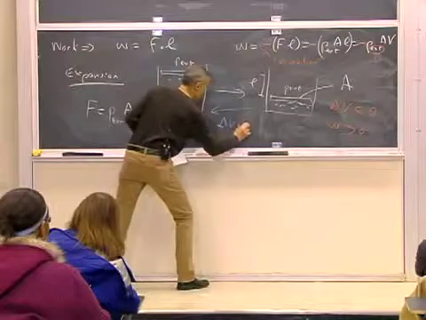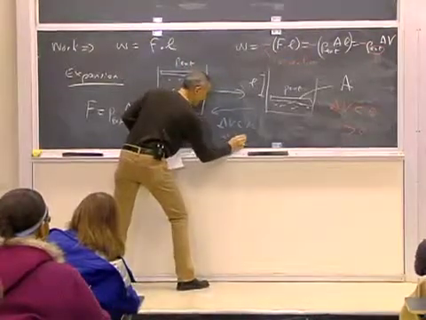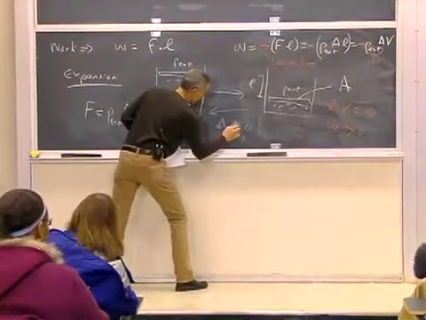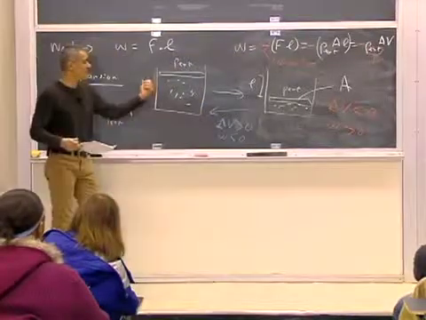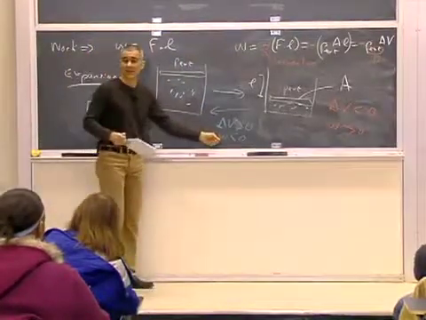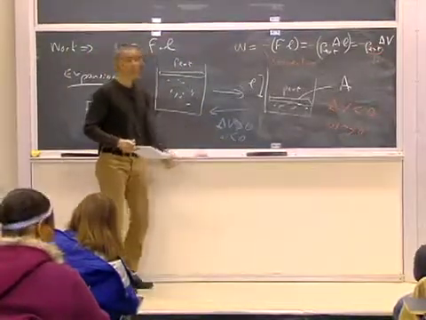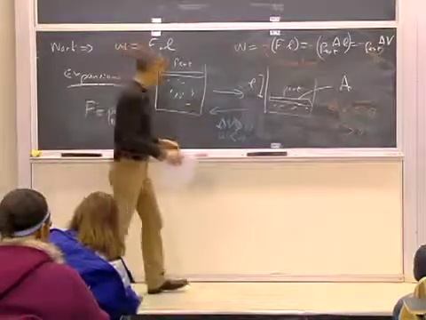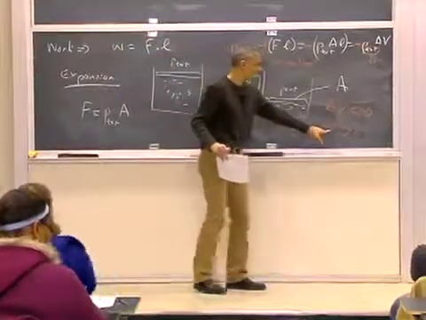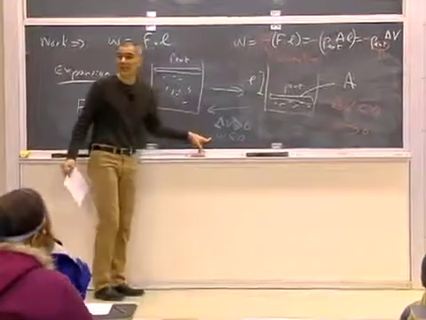Delta V is going to be negative. W is going to be negative. Sorry, got it backwards again. Delta V is positive in this direction. The work is negative. So work on the system is positive. Work done by the system is negative.